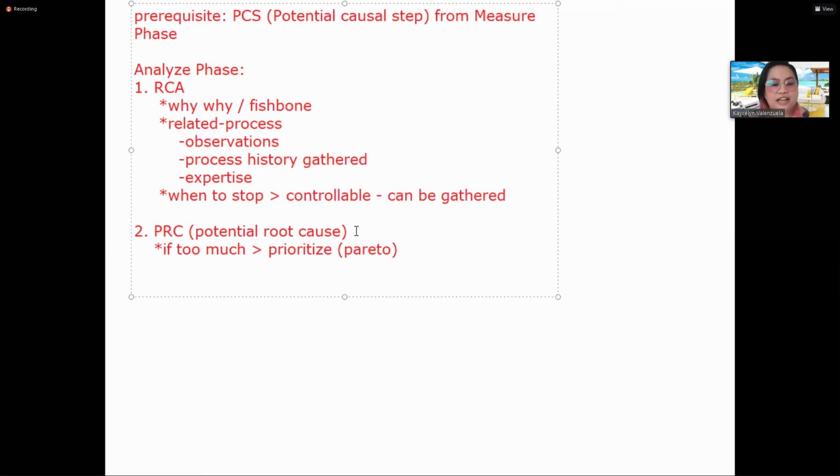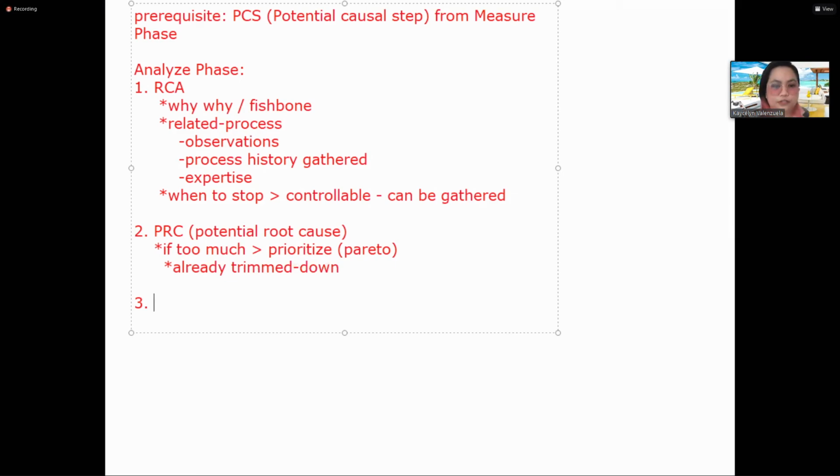Okay, napareto na natin. What's the next thing to do? Meron na akong PRC, na-trim down ko na. Okay, ang output ko already trimmed down. So what's to do? Correct, validate. So how to validate? Using what? Graphical analysis.